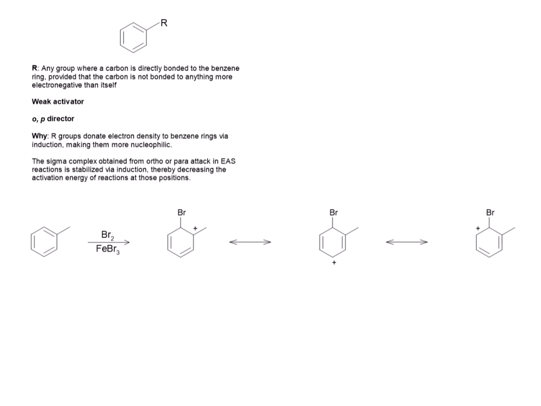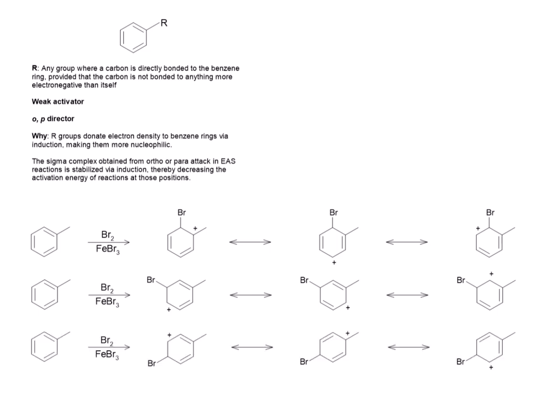If we were to attack from the meta position, we're not going to get that stabilization on the sigma complex. You can see here that the carbocation never gets placed onto that tertiary allylic position, and all of the carbocations in the sigma complex are secondary. So there is no lowering of the activation energy when we attack from the meta position. What about the para position? Well, you can see here that when the bromine is added para to that methyl group, we do get a carbocation in the sigma complex that is at that tertiary position. That's why we say that R groups are ortho-para directors.